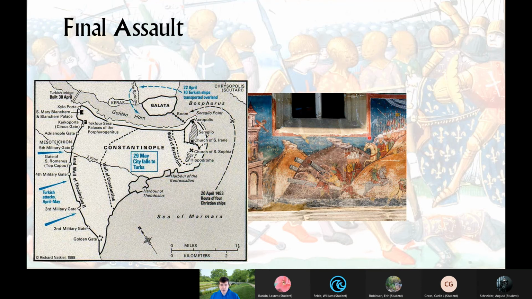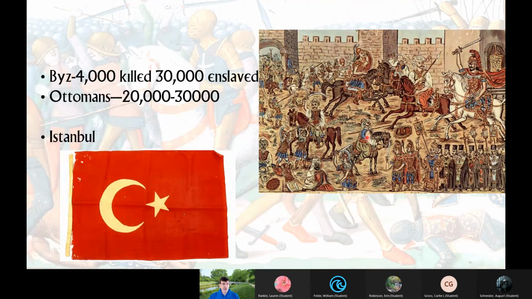Here's a picture of the supposed last attack. The Janissaries broke through, and bloody fighting would take place. At least 4,000 of their 7,000 troops would be killed. 30,000 Byzantines would be enslaved. 3 days of looting and slaughter would take place. The Ottomans lost anywhere from 20 to 30,000 men.